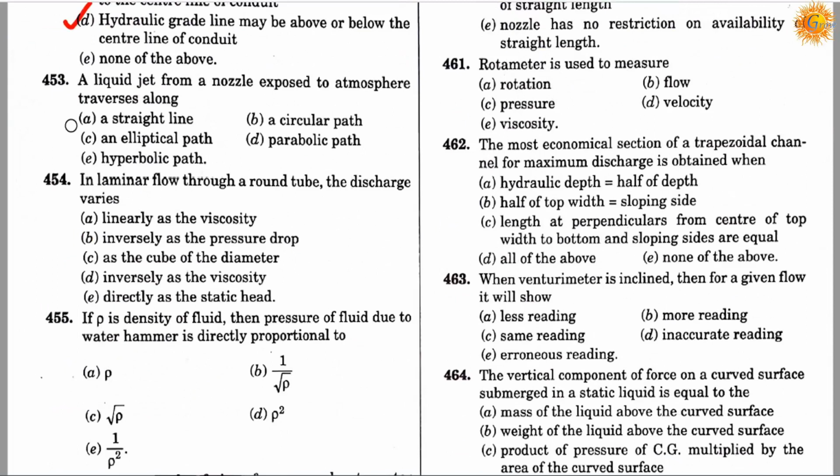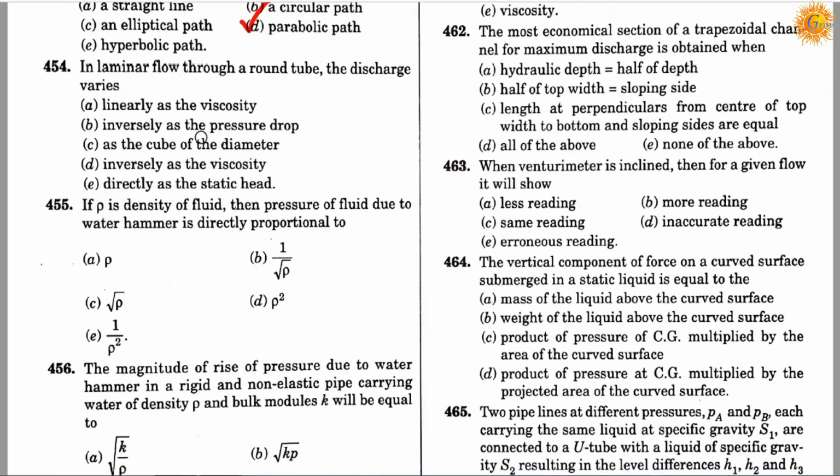Question number 453. A liquid jet from a nozzle exposed to atmosphere traverses along: option A, a straight line, option B, a circular path, option C, an elliptical path, option D, parabolic path, and option E is a hyperbolic path. So correct answer is D, it will be parabolic path.